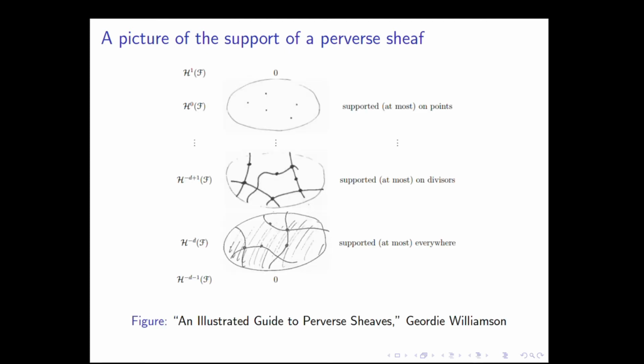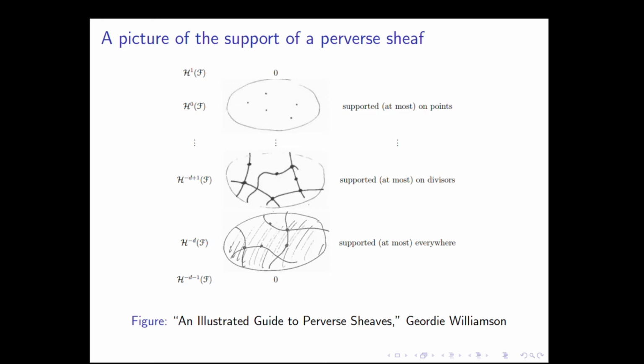Rather than trying to look at the definition too carefully, I'd like to just give you a picture of at least the support of a perverse sheaf. This picture is from Geordie Williamson's Illustrated Guide to Perverse Sheaves, and this is supposed to represent some scheme of complex dimension d. Here we see that the cohomology in degree 0 is supported on at most zero-dimensional subschemes. And the cohomology in positive degrees simply has to be 0. The cohomology in degree, let's say, -1 could be supported on curves, in degree -2 on surfaces, and so forth, all the way down to degree -d. The cohomology in that degree could be supported everywhere on the complex dimension d scheme. And below that, in degrees -d-1 and below, it must be 0.